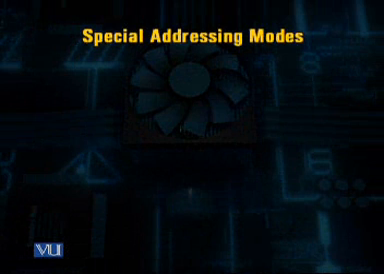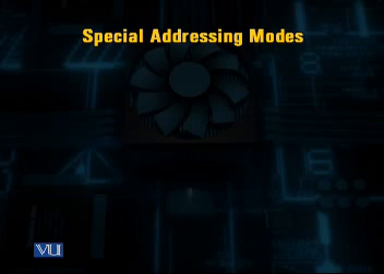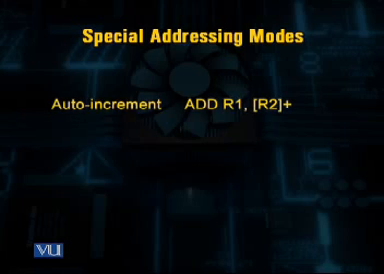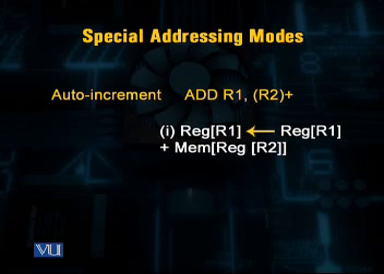However, for some special applications, some special instructions or special addressing modes are also used. These addressing modes are known as the auto increment mode, the auto decrement mode, and the scaled mode. The auto increment mode is written, as you can see over here in assembly language, as ADD R1, comma, R2 within square brackets followed by the plus sign.